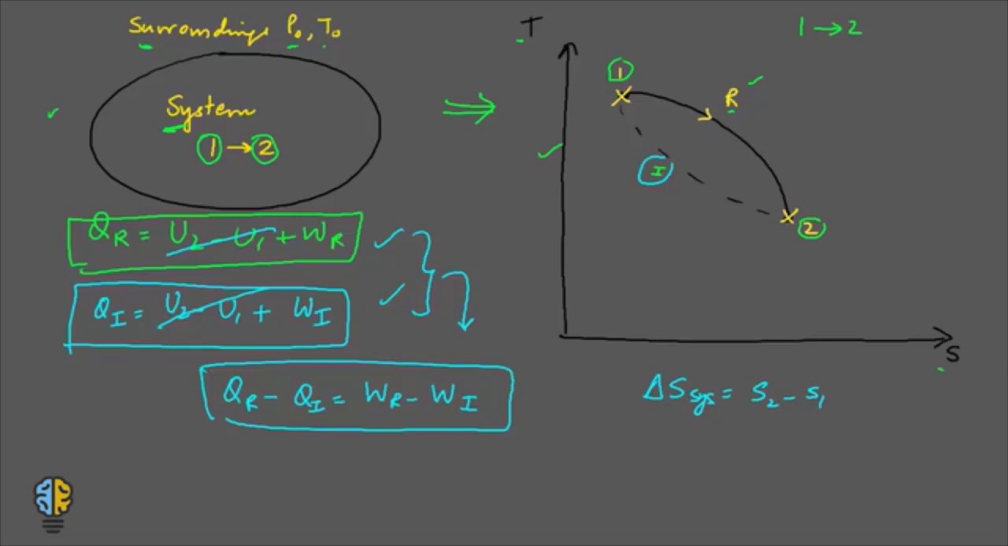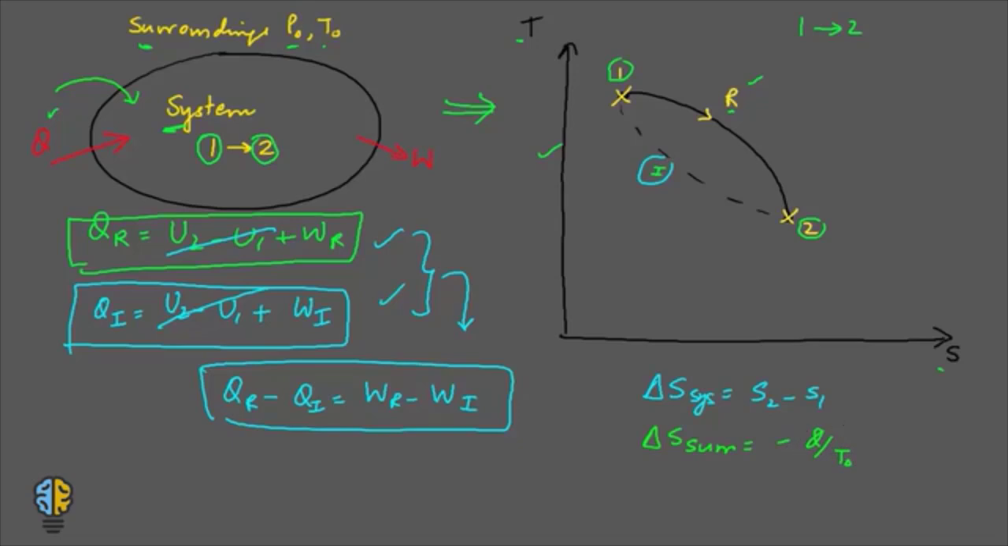Now if you look at the heat flow direction and the work flow direction, we have some heat which is flowing into the system, and we have some work which is coming out of the system. So the heat is flowing from the surroundings into the system, so the surroundings are losing heat. This means that the delta S for the surroundings is equal to minus Q upon T0.